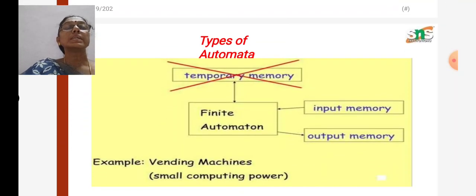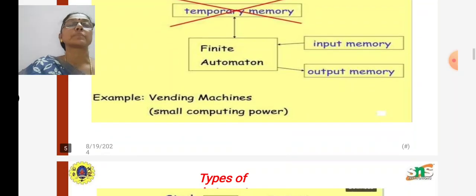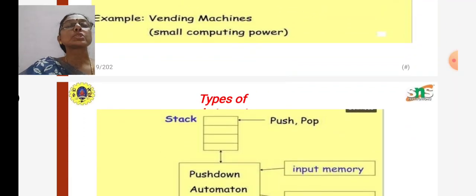In the finite automata, we have an input, perform the automation, and produce an output. An example of a finite automata is a vending machine. A vending machine has small computing power. There is no need for more memory or temporary memory in that vending machine. So next is the push-down automata.